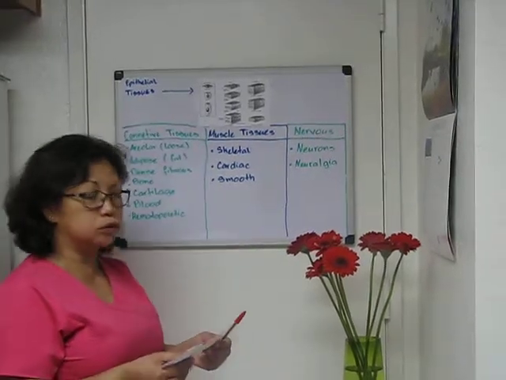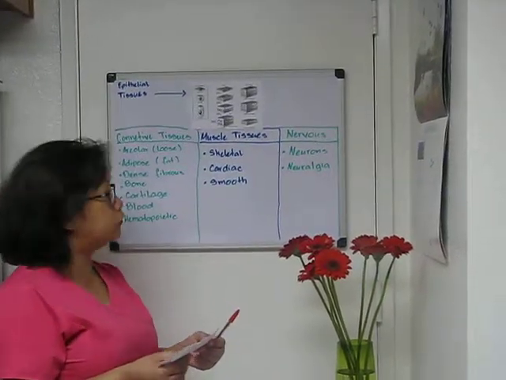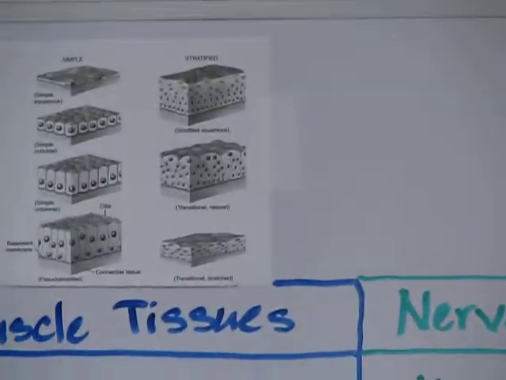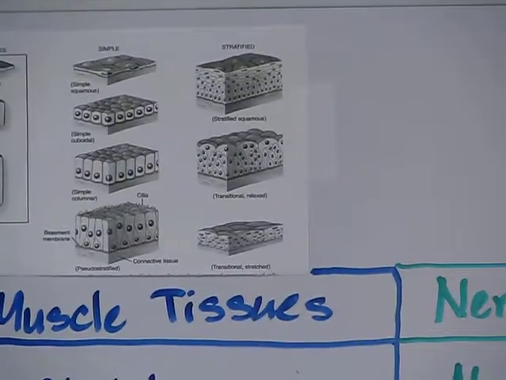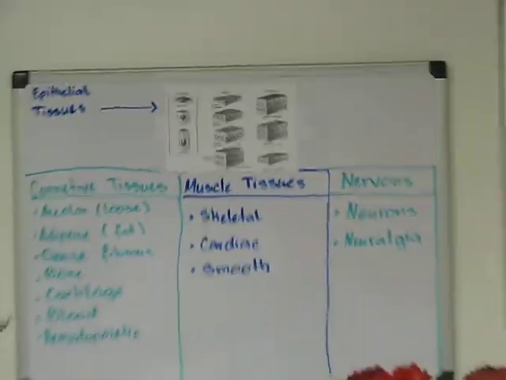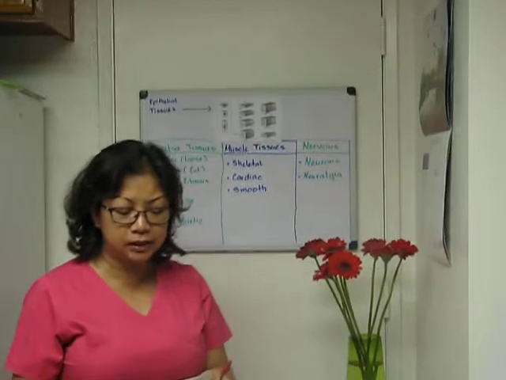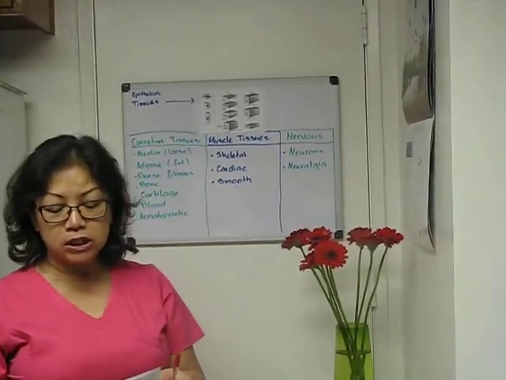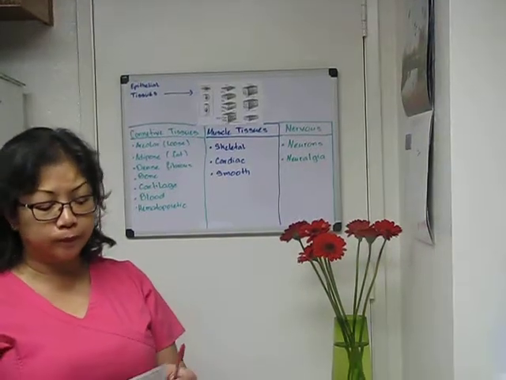Next, we're going to discuss the stratified squamous. This one. Stratified squamous are many layers. The outermost layer are flattened cells. Location, we can find that at the surface lining of the mouth and esophagus. Its function is for protection.